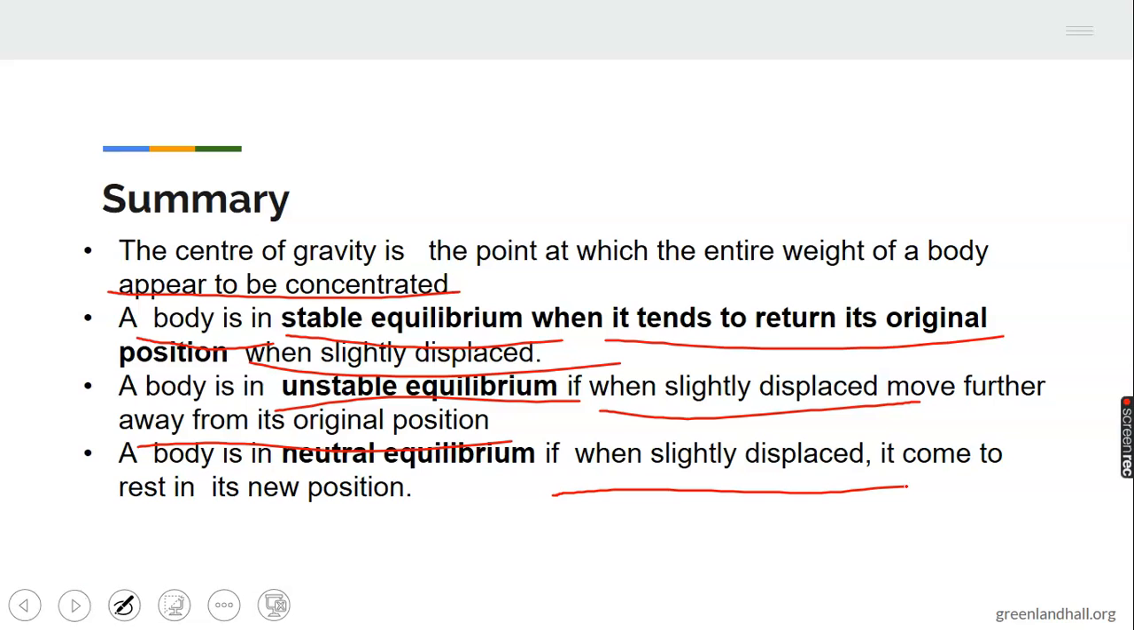For further reading, you can take any physics textbook to get more exercise and more knowledge on the topic moment of force.